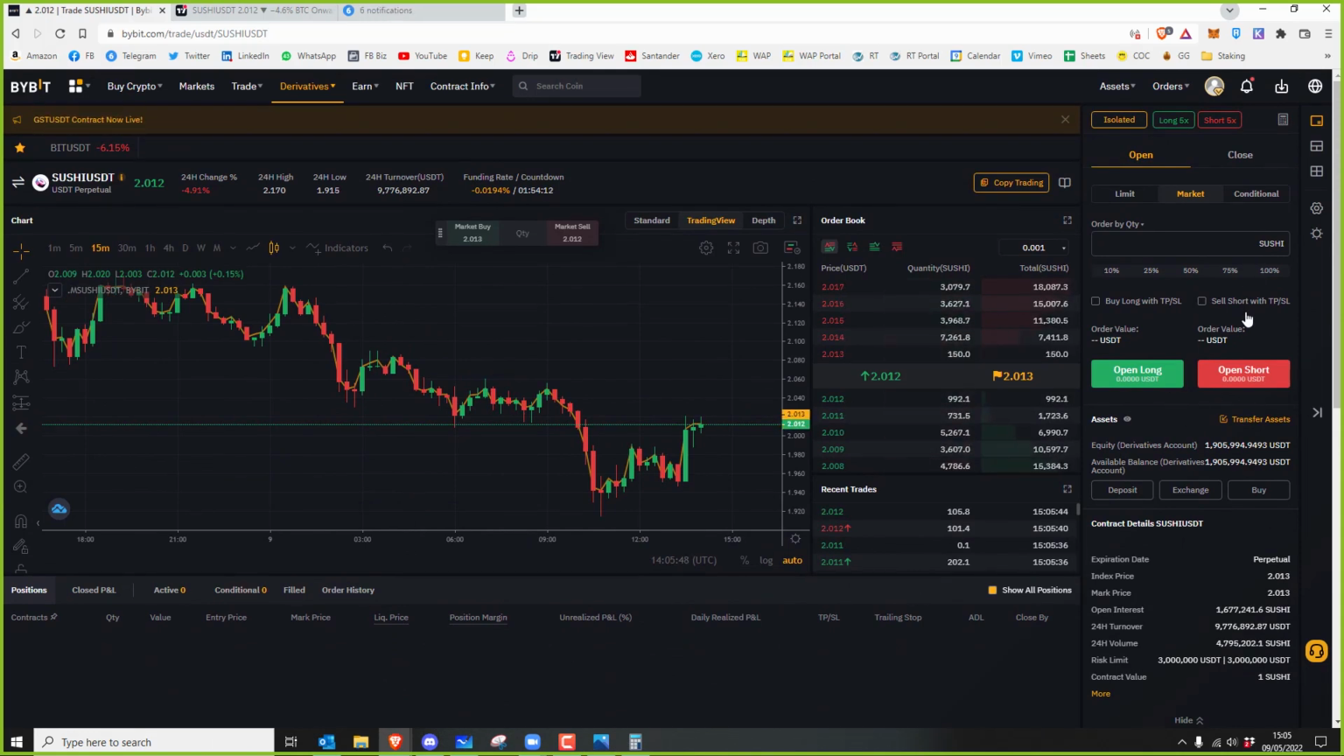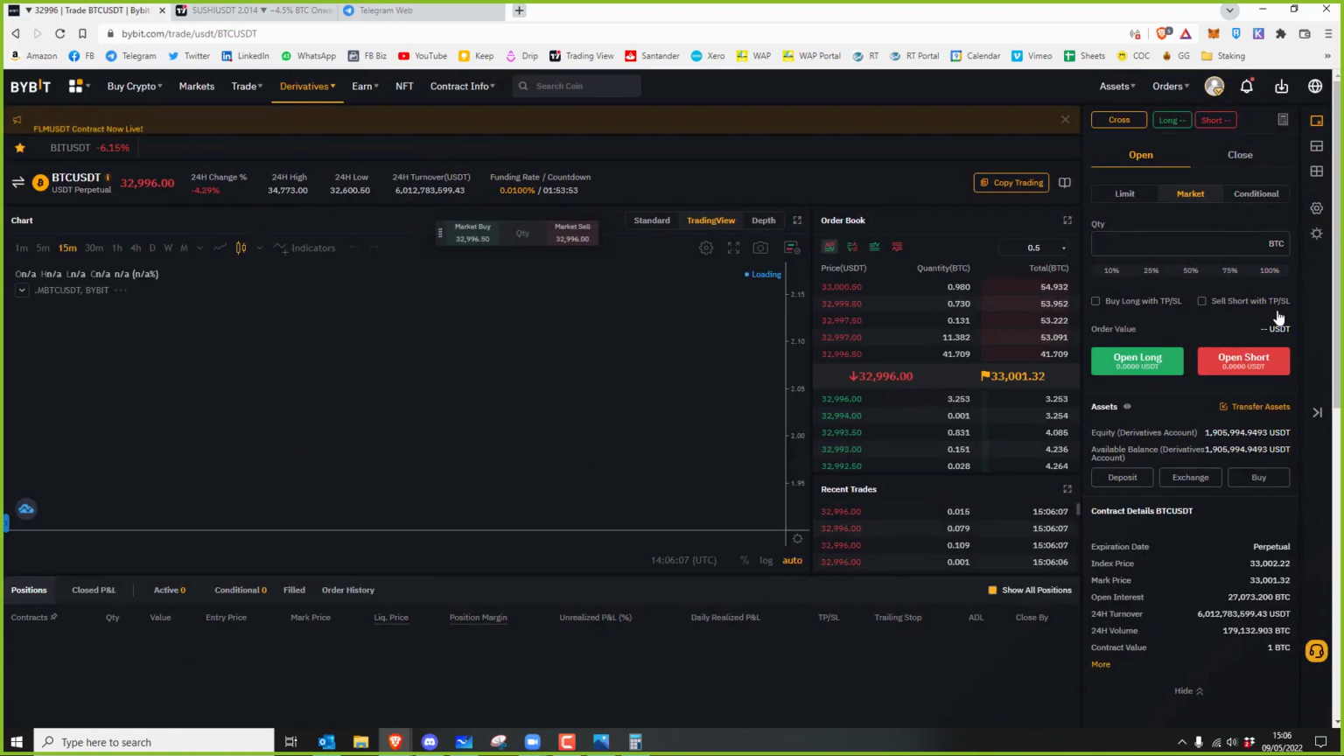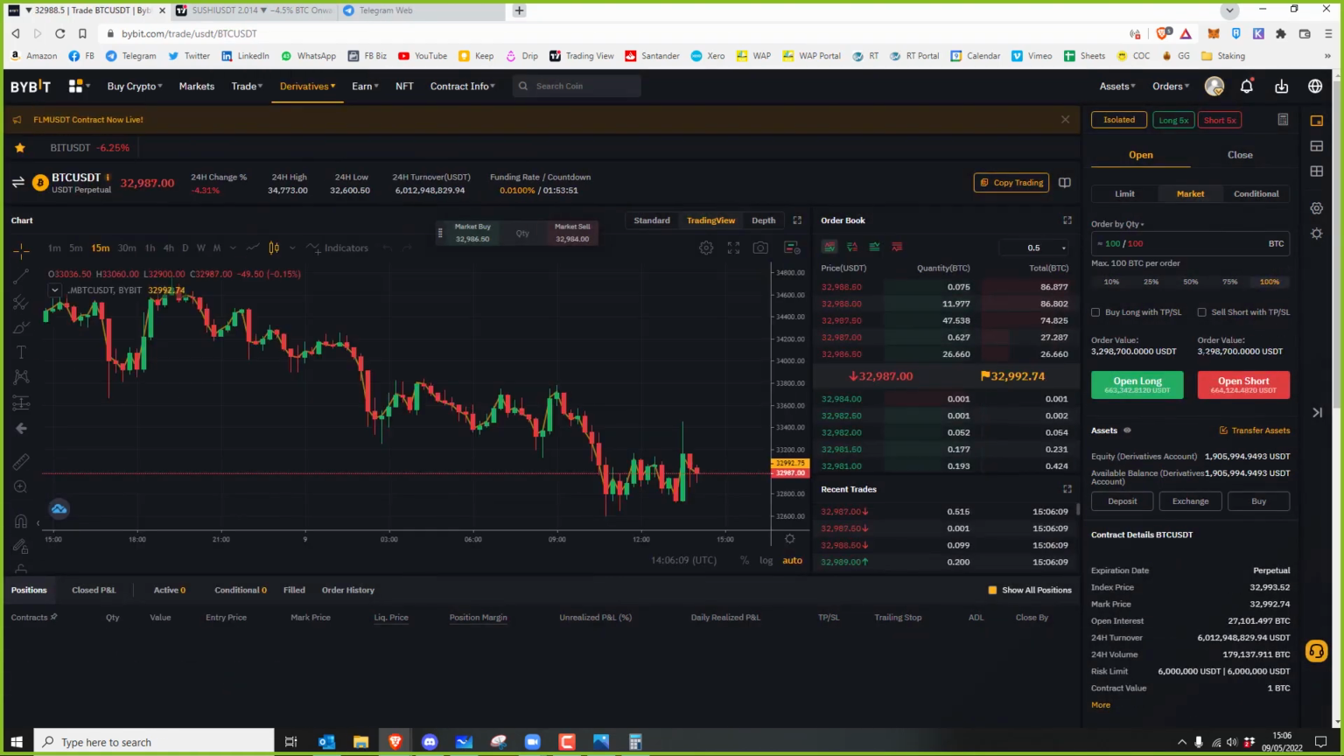Yeah, I guess if you wanted to find out which has the most liquidity, just go into any asset, click 100%, as in most liquidity per order, and it will show you. So here on Sushi, the maximum trade I can place is only about 20k order value per trade. Whereas if I was going to click on Bitcoin and click 100%, I could place a trade which is $3.3 million. So that's obviously where all the volume is.